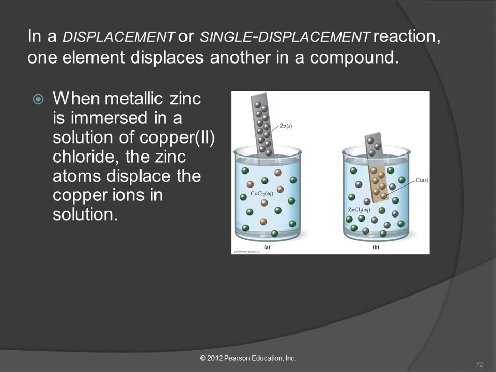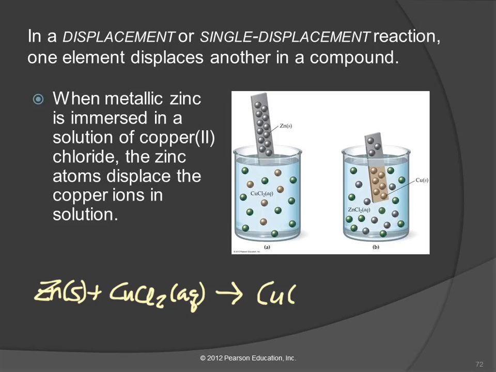This one doesn't have an equation, it should, so I'll put one here. If you take a piece of zinc metal, which is solid, and you put it into copper 2 chloride solution, the zinc appears to change color. What's happening is that the copper and the zinc are switching places, and we're getting copper deposited on that piece of metal, and we're getting zinc chloride in solution. That's a displacement or single displacement. The zinc is displacing the copper in the compound.